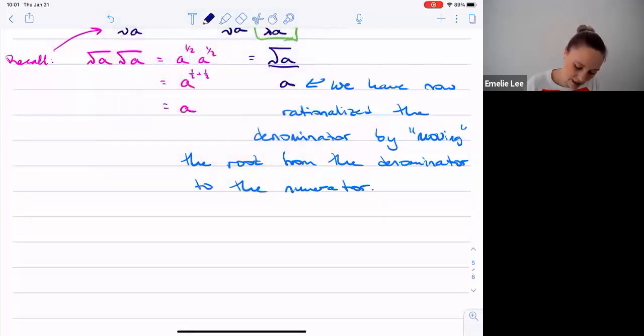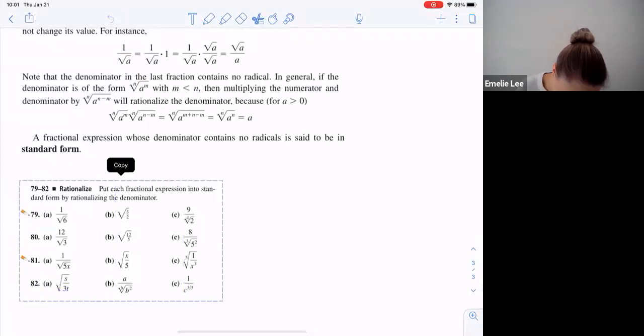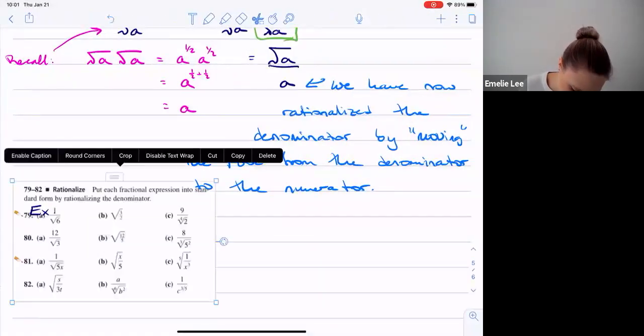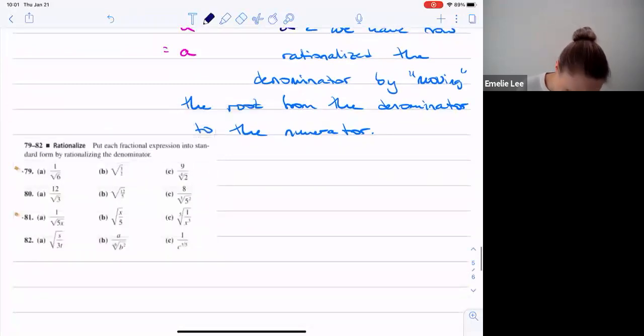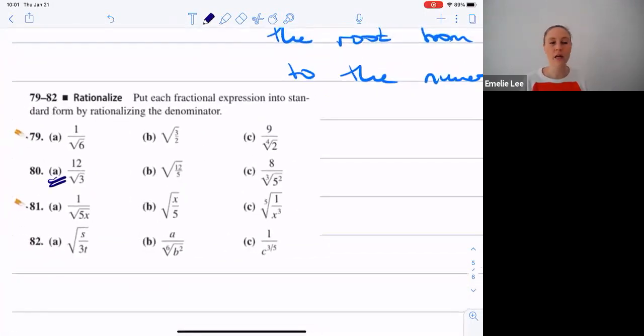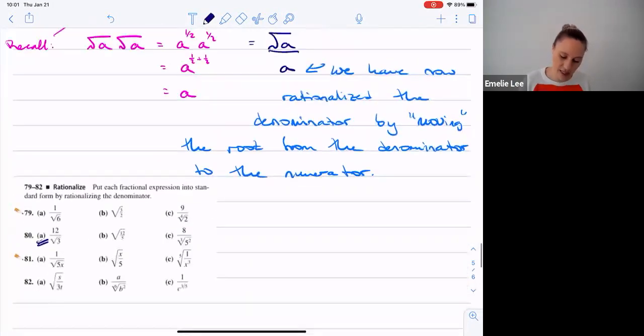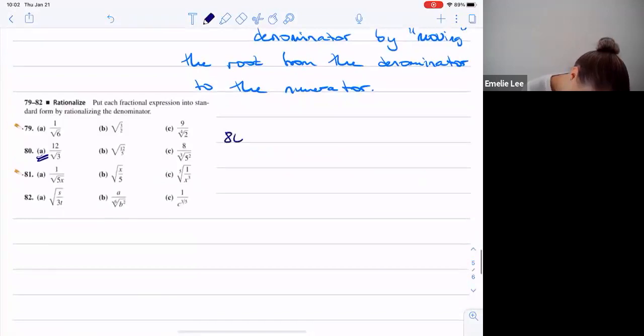So let's say you have something like, let's do an example. Let's do something kind of nice, to start with. So we've got 12 over the root of 3. So you want to put this into standard form, or what we've been calling rationalizing the denominator. When it's in standard form, we don't have any roots in the denominator.